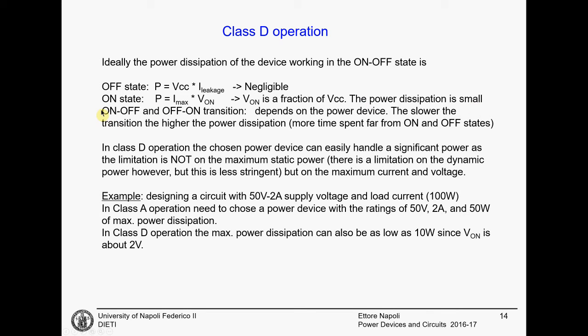There are phases in which the devices will switch from on to off and from off to on states. There will be a power dissipation related to these transitions that will depend on the power devices and on the time that is needed for the transition. In general, as a rule of thumb, we can say that the slower the transition, the higher the power dissipation. And these are the sources of power dissipation on the devices that we will study later.